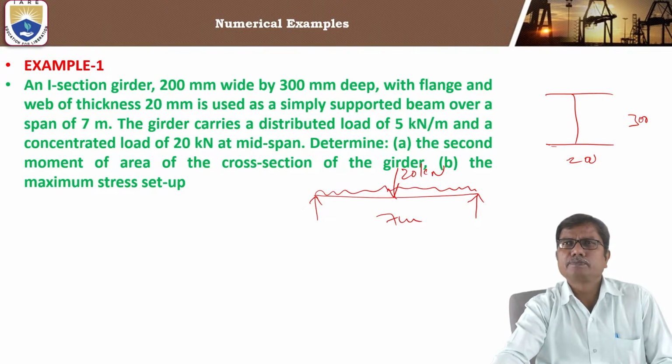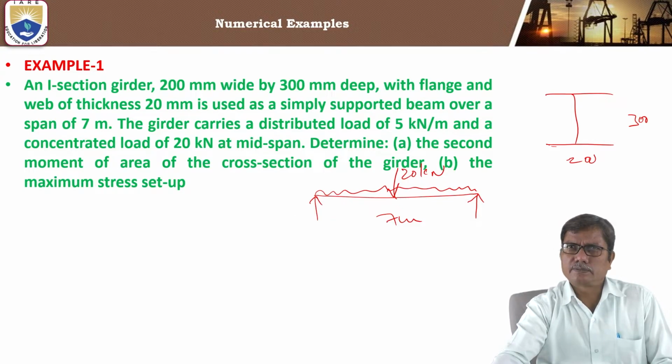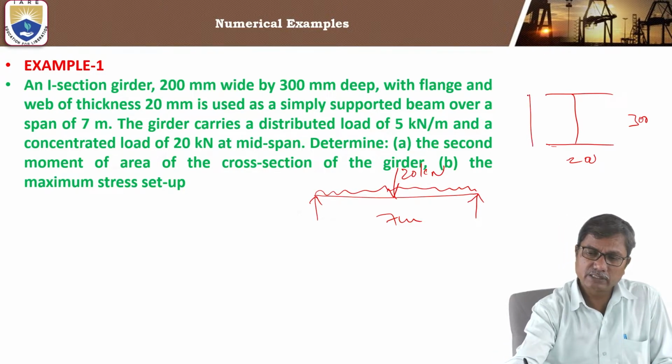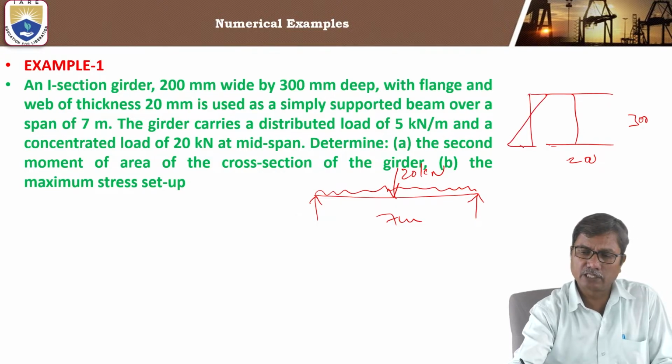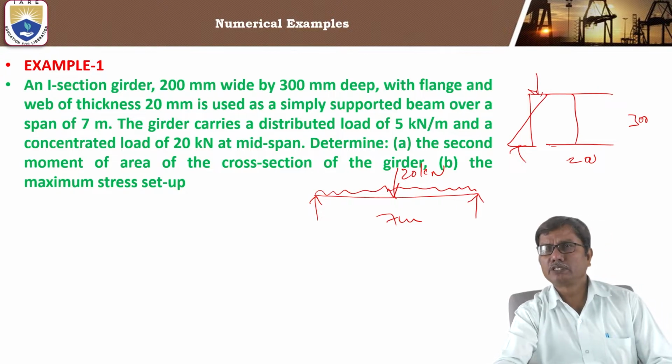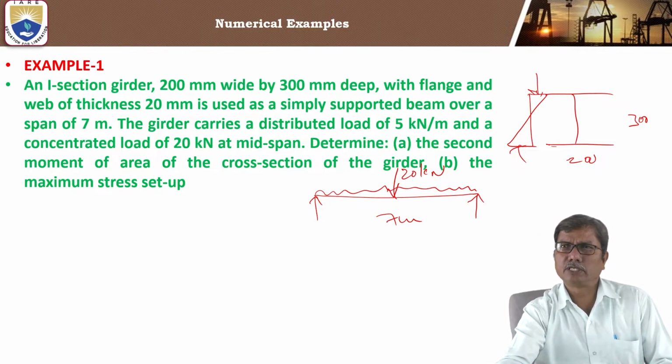Determine the second moment of area of the cross section of the girder and the maximum stress that is set up in the cross section. And we know that maximum stress will be at the extreme fibers, either the bottommost or topmost fibers. Sigma maximum is what we need to find.